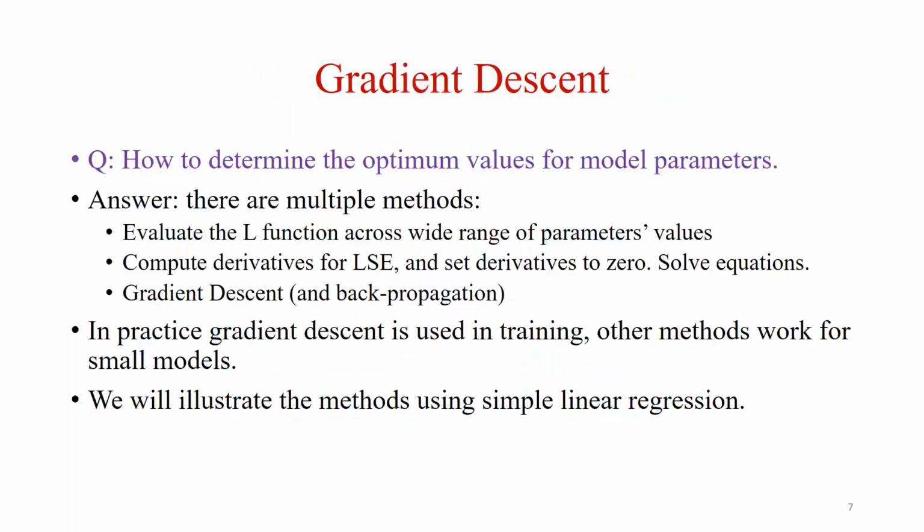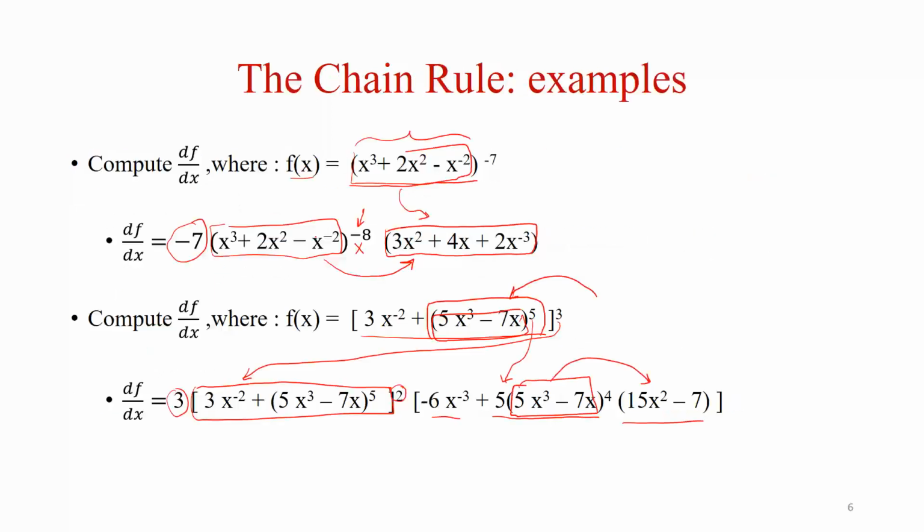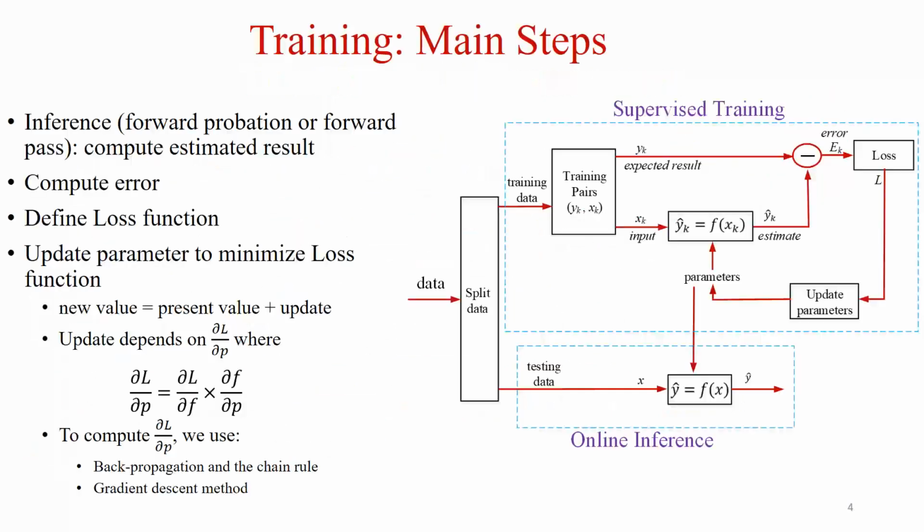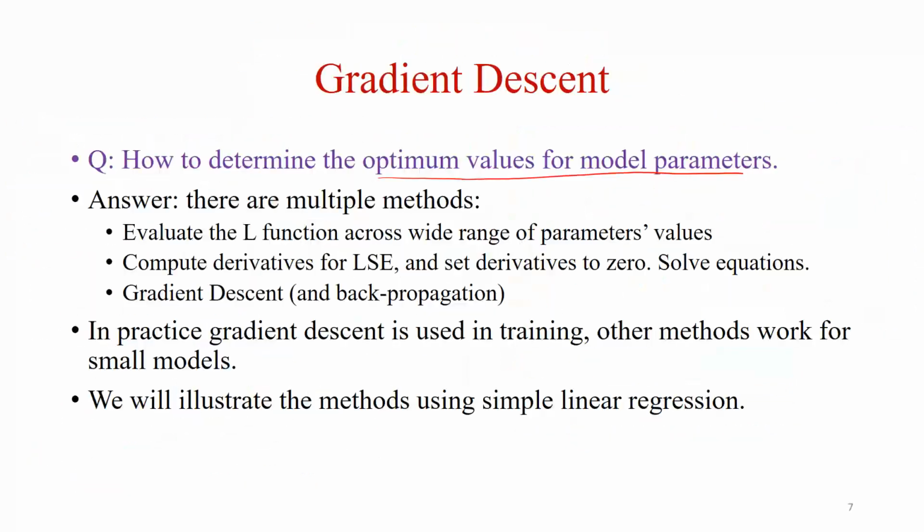Now, how do we determine the optimum value for the model parameters? As we can see, the purpose here is to have the optimum value. How do we do that? This is part of the training. Well, we do this with 3 methods. One is to evaluate the loss function across a wide range of parameter values. So, for example, let's say you have 2 parameters, A and B. We evaluate the loss function across A and B. We will see that this is not practical, but it's one method.